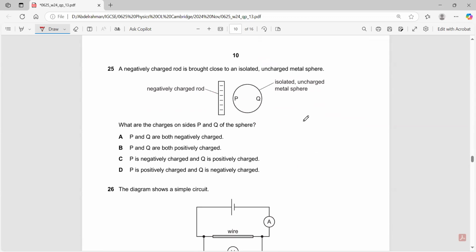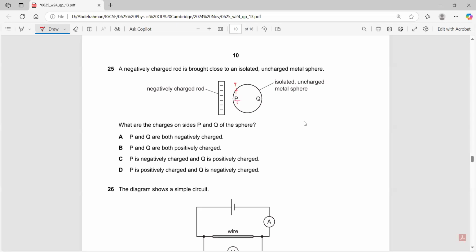A negatively charged rod is brought close to an isolated uncharged metal sphere. What are the charges on side P and Q of the sphere? If you have a negatively charged rod, would P be negative or positive? It would be positive. Why would it be positive?